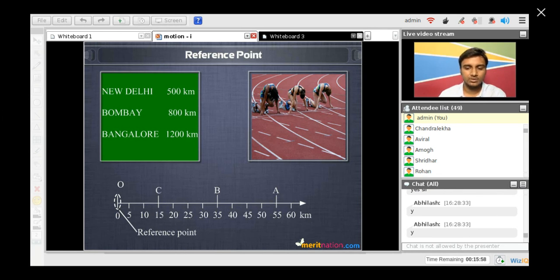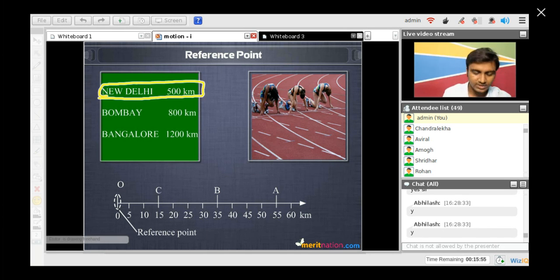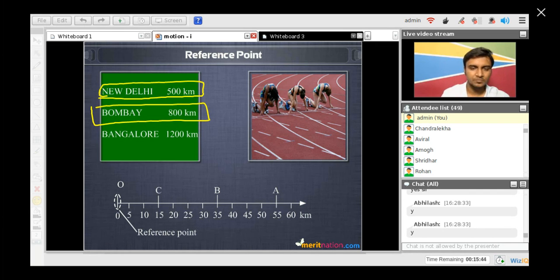Okay. So this is the board for New Delhi. The point where the board is fixed is the reference point, and from that point New Delhi is 500 km. Similarly, it is given that Bombay is 800 km from that point, so this is the reference point, and from this point it is 800 km ahead in this direction. Alright, so the reference point is very important if you want to write the distance with respect to any point.